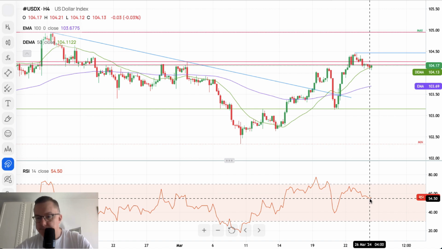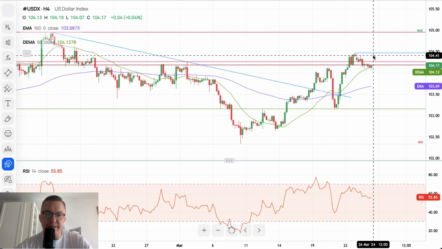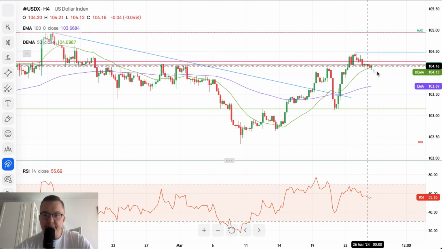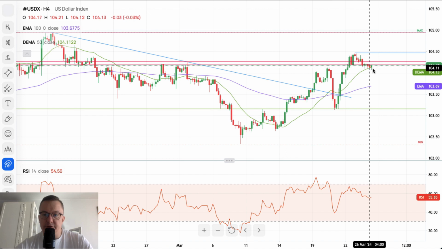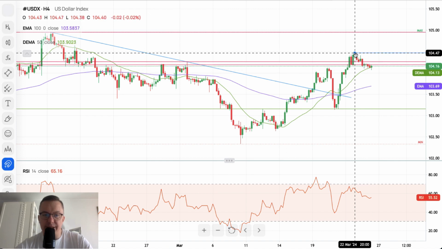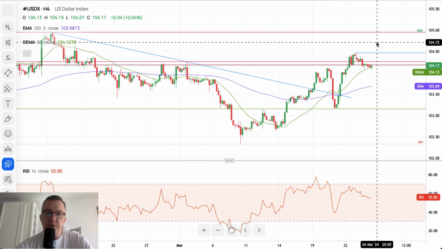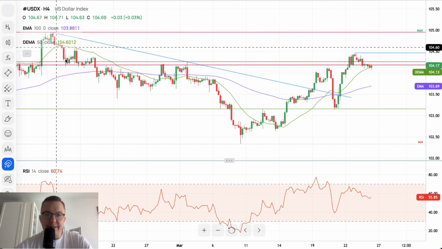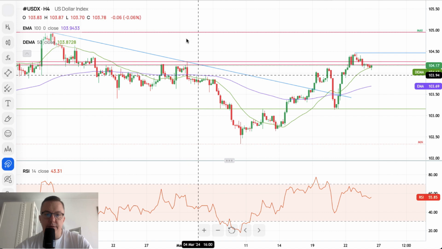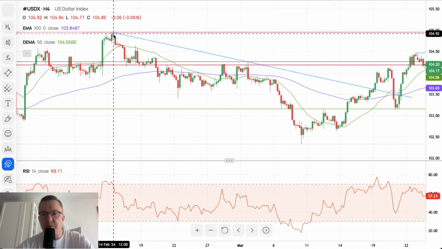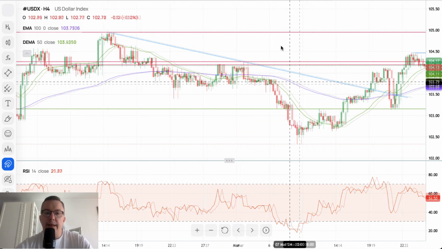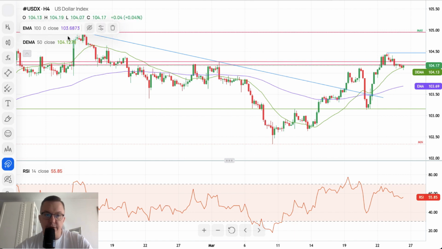So in case of any trend resumption or a breakout from this consolidation zone here, especially above 104.47, we should expect an increase in the momentum and another rally to the upside towards the swing high from the, this is the March, no, this is from the middle of February 2024. So the outlook for the US dollar remains bullish.